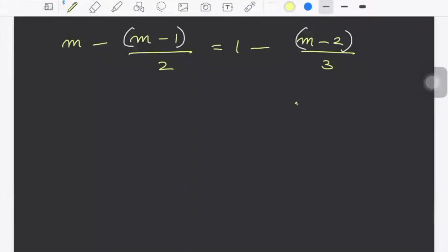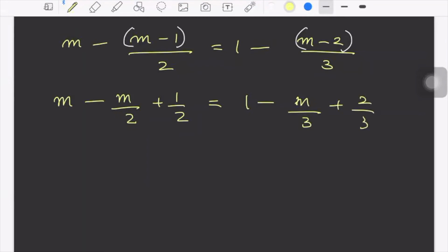Yes. Now again, there are three approaches. One approach is you just split the denominator. So we have minus m by 2, and then negation of negation is plus 1 by 2. What have I done? I split the numerator. 1 minus m by 3, then it's 2 by 3.